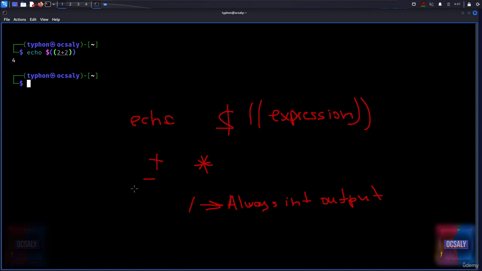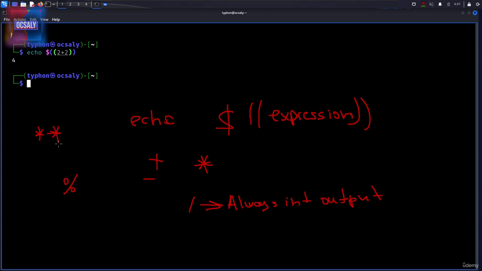It also supports modulo, which simply means remainder, and we also have exponential, which is 2 asterisks here. So we also have exponentiation here. Spaces are not significant in arithmetic operations, and expressions can be nested.